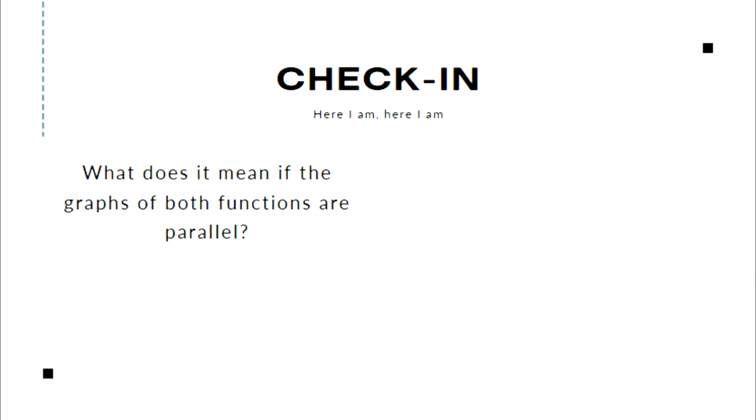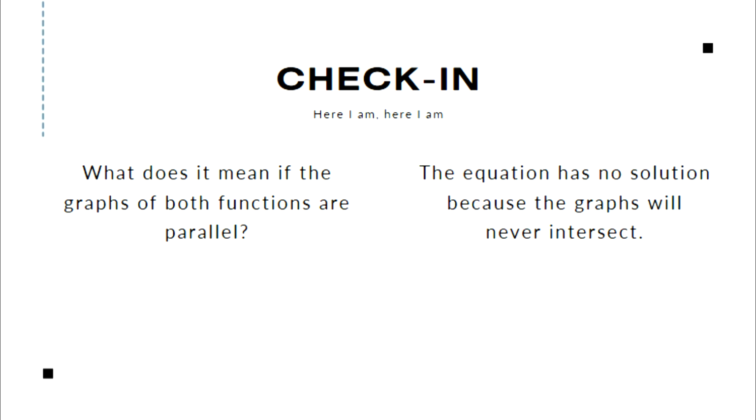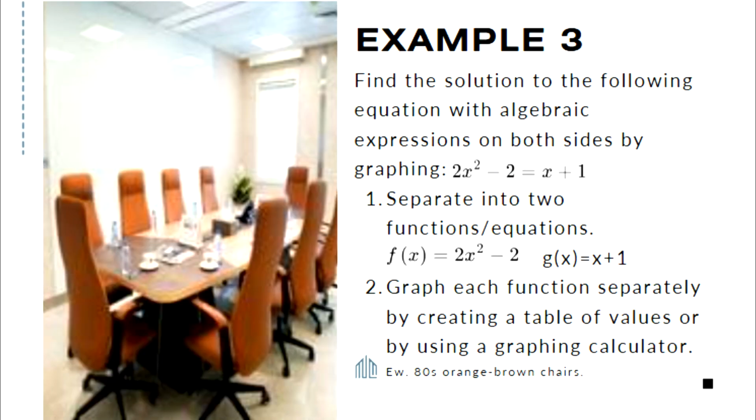What does it mean if the graphs of both functions are parallel? We just did that. You should know this. The equation has no solution because the graphs will never intersect.